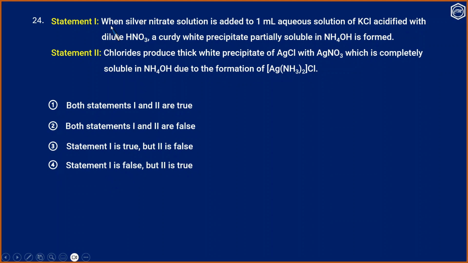And statement 1 is, when silver nitrate solution is added to 1 ml aqueous solution of potassium chloride acidified with dilute nitric acid, a curdy white precipitate partially soluble in ammonium hydroxide is formed. The curdy white precipitate is due to the presence of silver chloride, but it is completely soluble in ammonium hydroxide. So statement 1 is wrong. Now, chlorides produce thick white precipitate of silver chloride with silver nitrate, which is completely soluble in ammonium hydroxide due to formation of the silver-ammine complex. So statement 2 is correct. So the correct option is option 4. That is the correct answer.